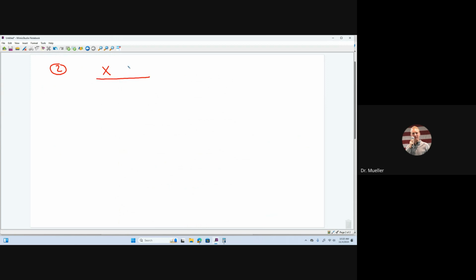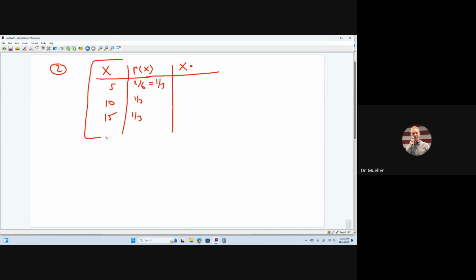So for our probability distribution, we have x and P of x. We can win $5, win $10, or win $15. There are 2 rolls of the die where we win $5, so that's 2 out of 6 or 1/3. Same thing for the $10 and same thing for the $15. This would be my answer for part A. I'm going to erase the extra column there. We don't need that.